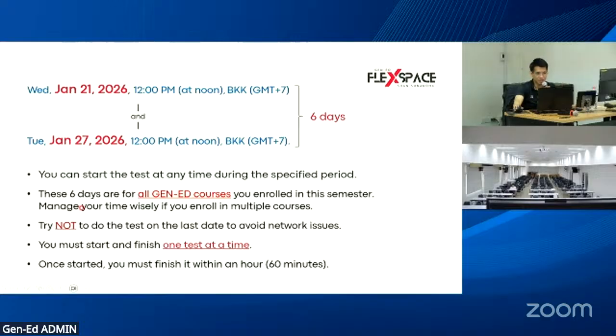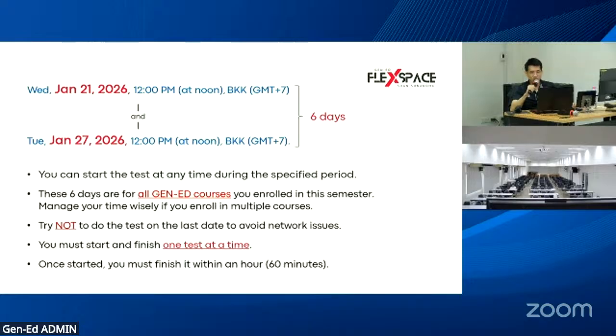These 6 days are for all Gen Ed courses you enroll in this semester. If you enroll in 5 courses, these 6 days are for your 5 courses. So you may complete 1 course per day or 2 courses per day. Just manage your time. Try not to do the test on the very last day to avoid network issues.